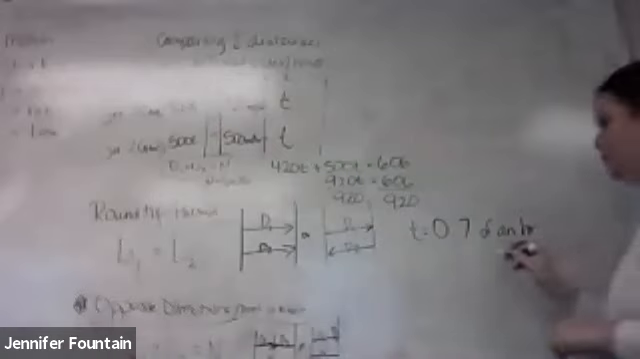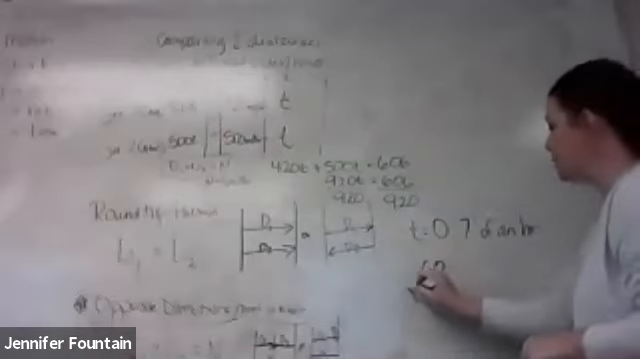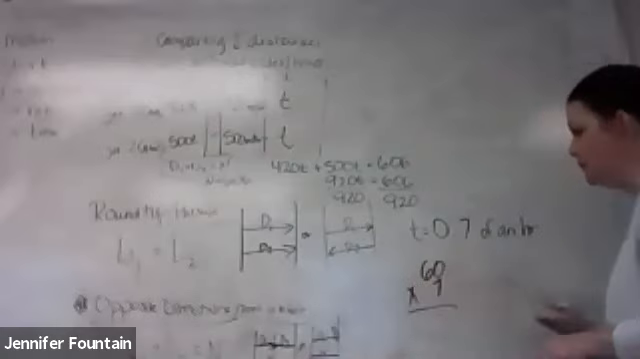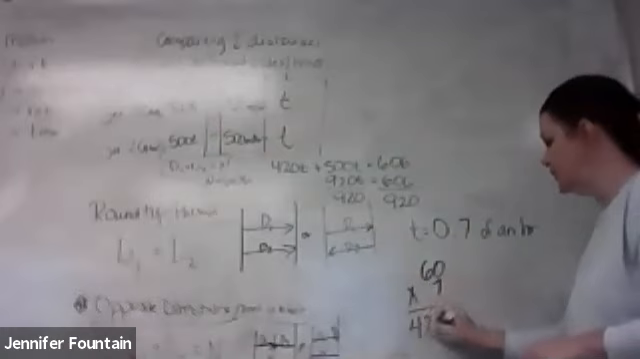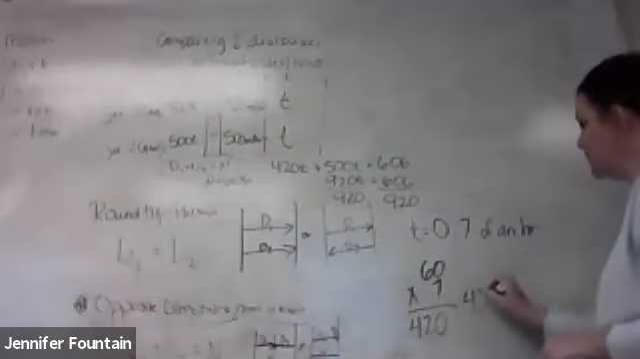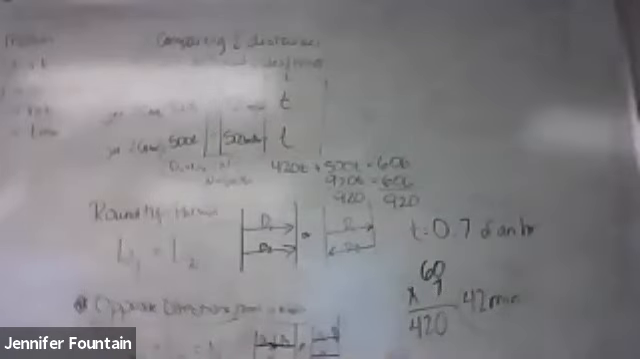How can I find out how many minutes that is? Multiply it by 60. If there's 60 minutes in an hour and I multiply by 0.7, 6 times 7 is 42. My decimal goes 1 place. So it's 42 minutes is my time.